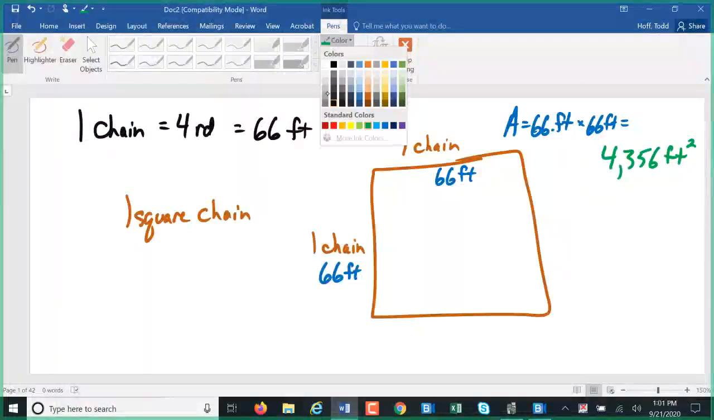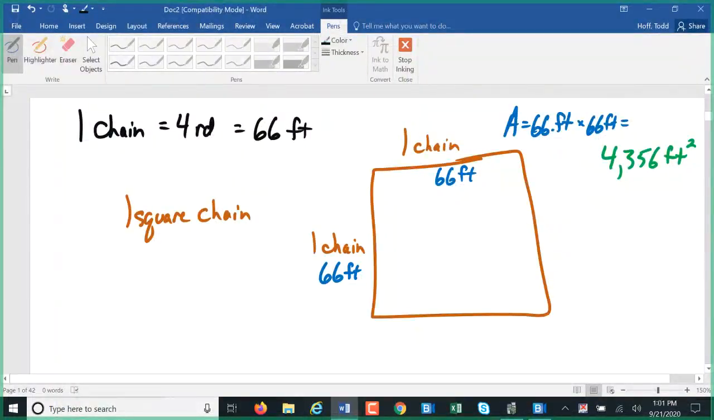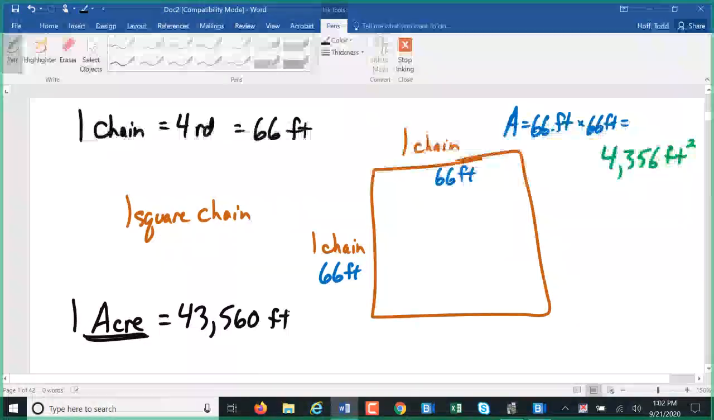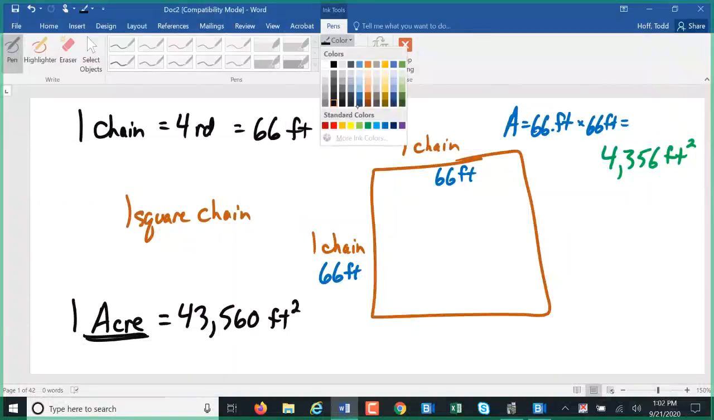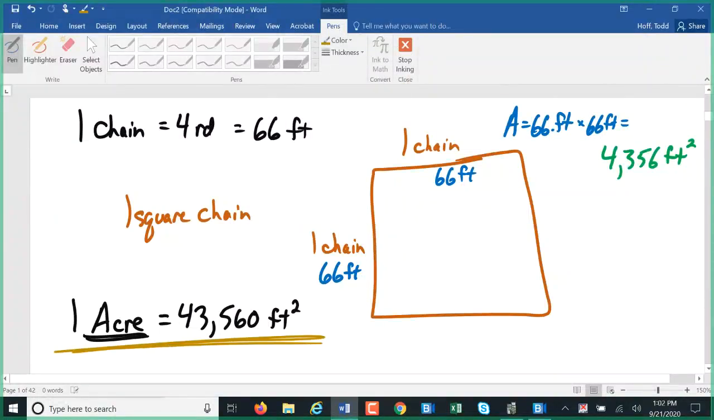Why is that important? Well, because there's a unit out there that all of us are familiar with or have heard of at least, and we're all going to see several times in the construction field, and that is an acre. 1 acre, the most common definition you'll see of an acre is 43,560 square feet. And I get asked all the time, where does that number come from? Why in the heck is it 43,560?